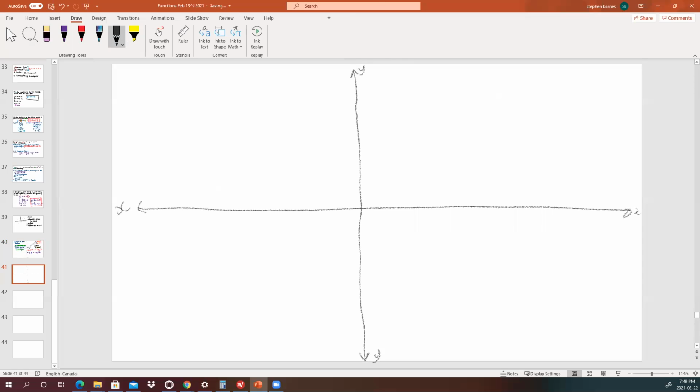All right, great. So let us say you have a line on this Cartesian plane. So I'm going to just draw a line. What's happening?